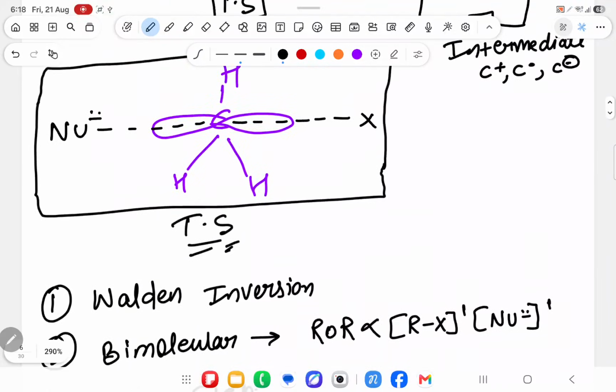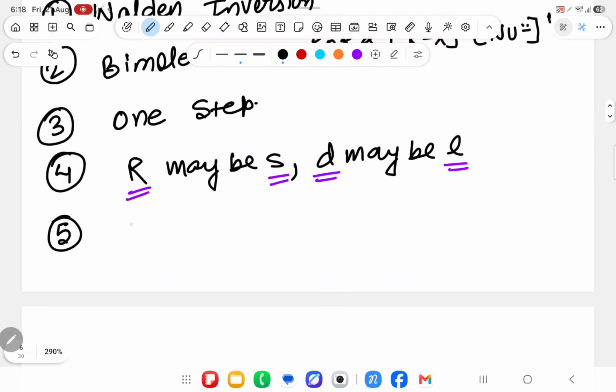Now, if I find the hybridization of this species, what will I say? 1 sigma bond, 2 sigma bond, 3 sigma bond. 3 sigma bonds plus 0 lone pairs, that is 3. 3 means sp2 hybridized. These two are not taking part in hybridization, because one is going, one is coming. Hybridization means which is present. So we will write the fifth point: the transition state is sp2.